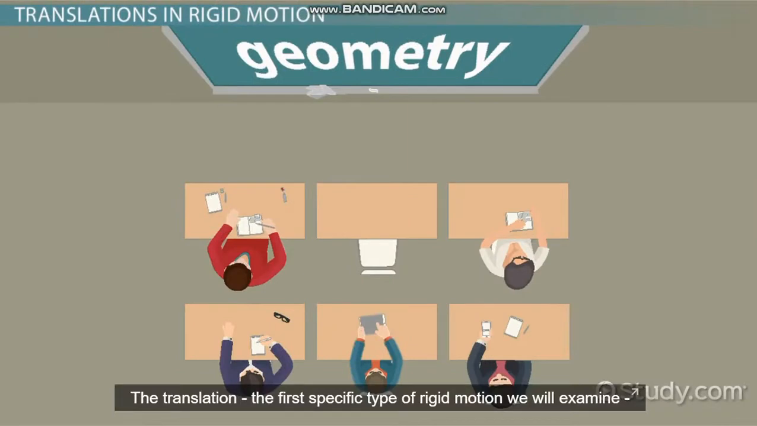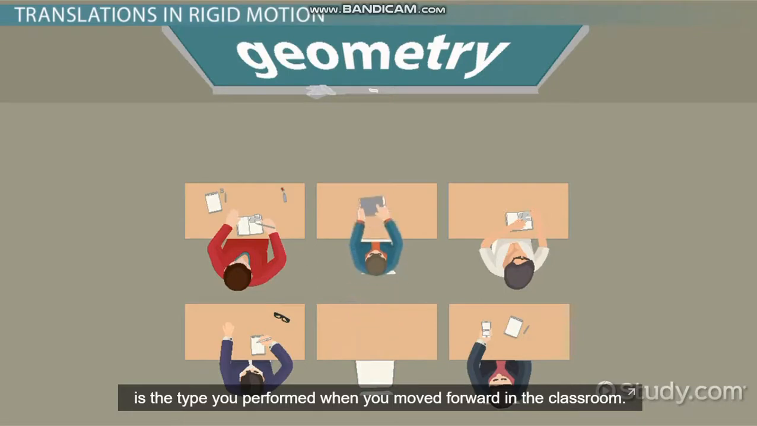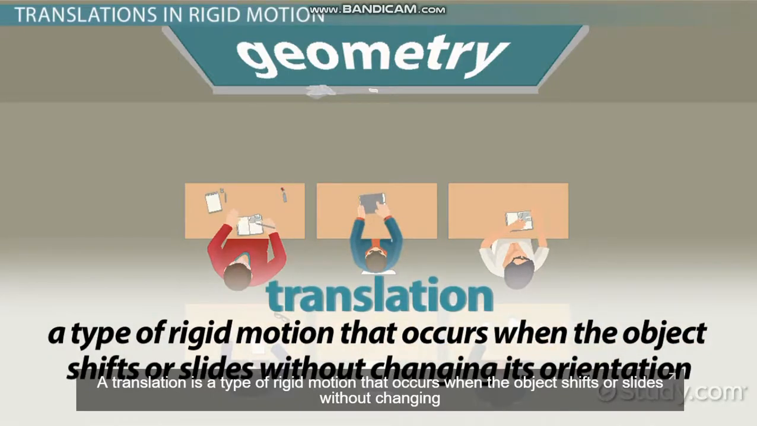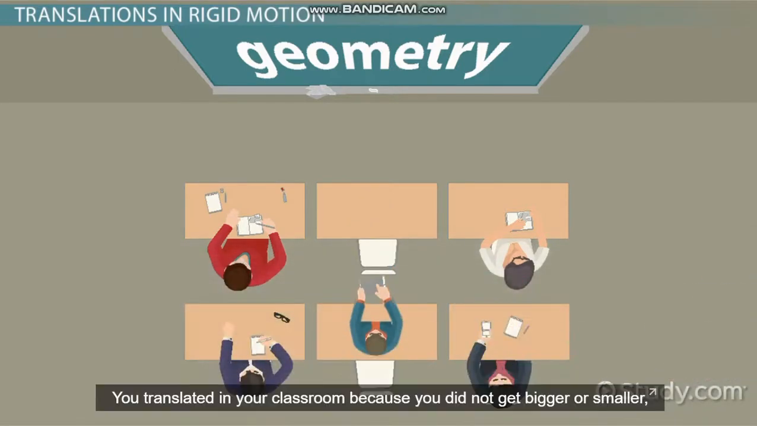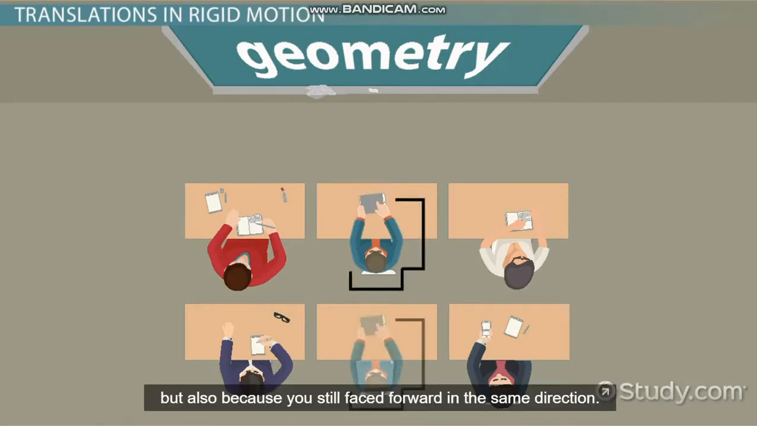The translation, the first specific type of rigid motion we will examine, is the type you performed when you moved forward in the classroom. A translation is a type of rigid motion that occurs when the object shifts or slides without changing its orientation. You translated in your classroom because you did not get bigger or smaller, but also because you still faced forward in the same direction.